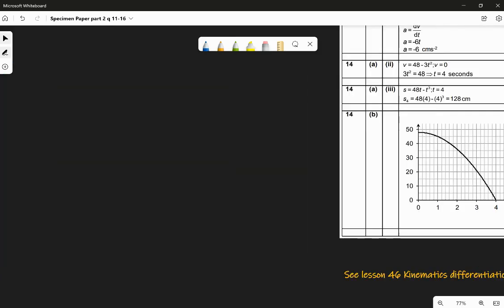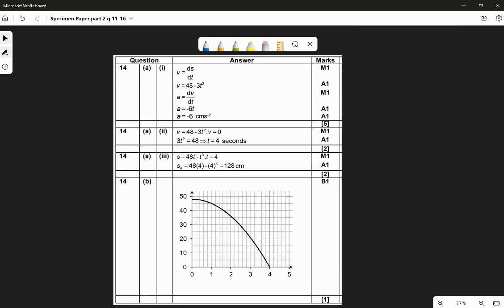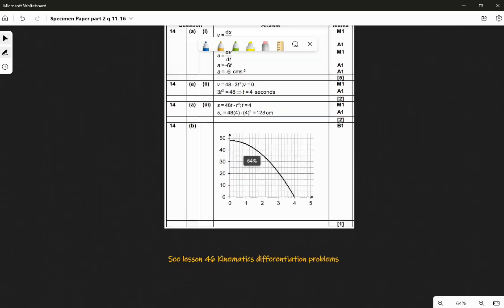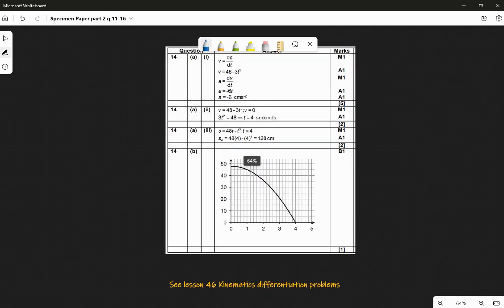Okay, let's have a look at the mark scheme. So if you want more practice on this, see my lesson 46, which is on kinematics differentiation problems.